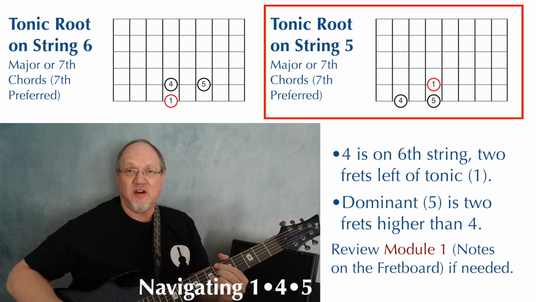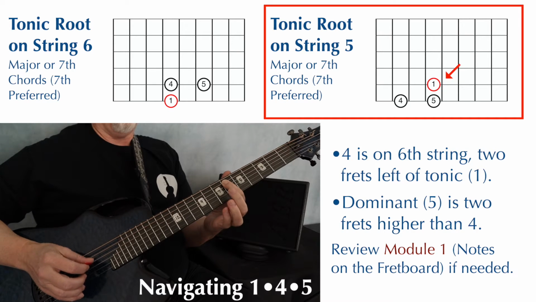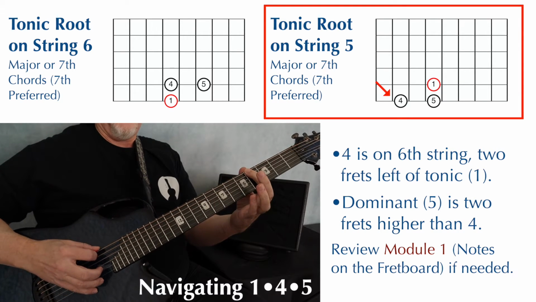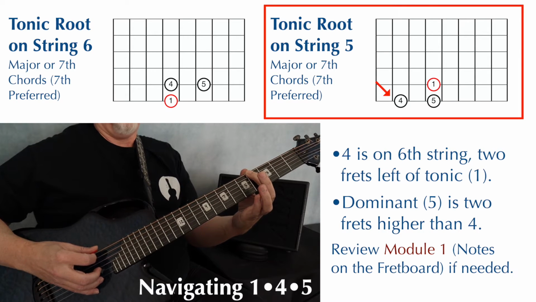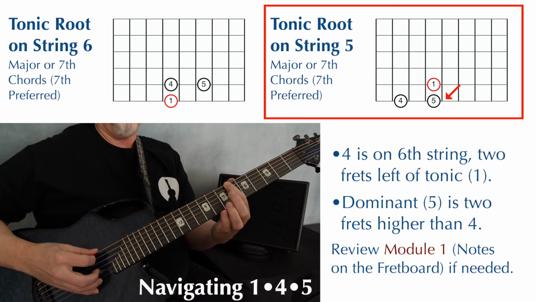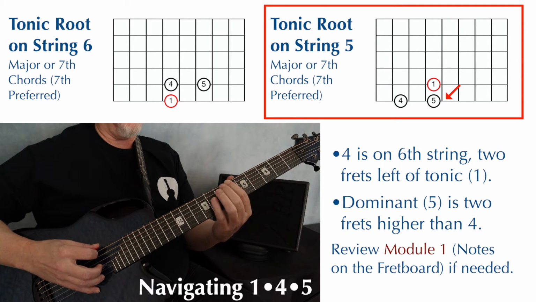If the root of your tonic or 1 chord is on the 5th string, then the root of your 4 chord will be on the 6th string, 2 frets to the left, and the root of your 5 chord will be 2 frets higher than that on the same string. So 1, 4, 5, and 1.